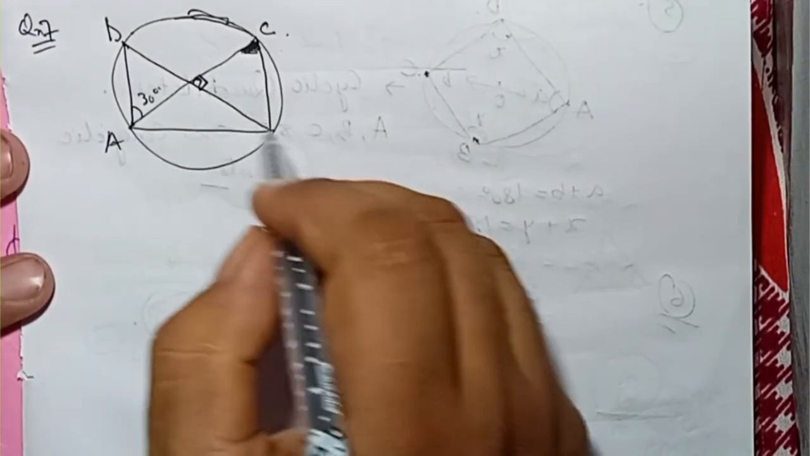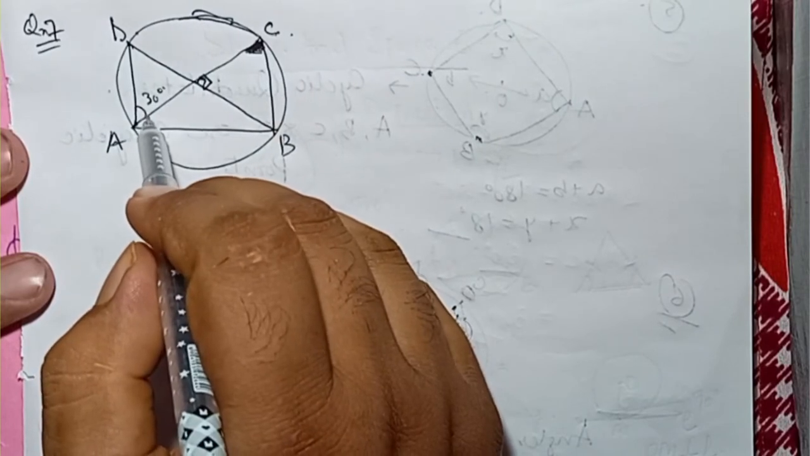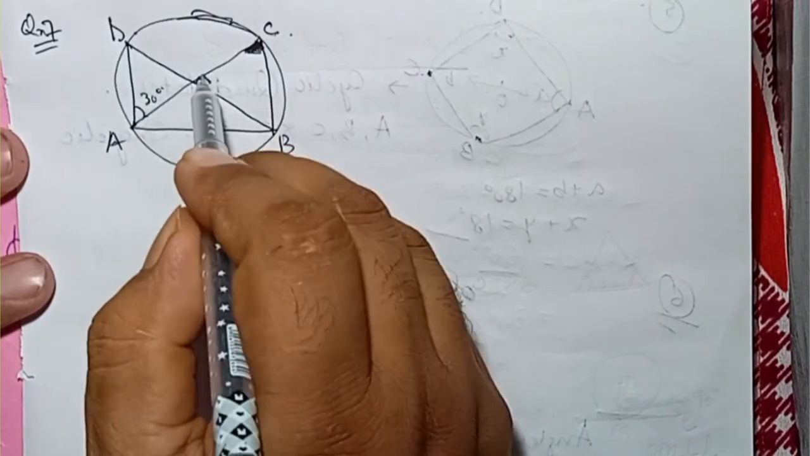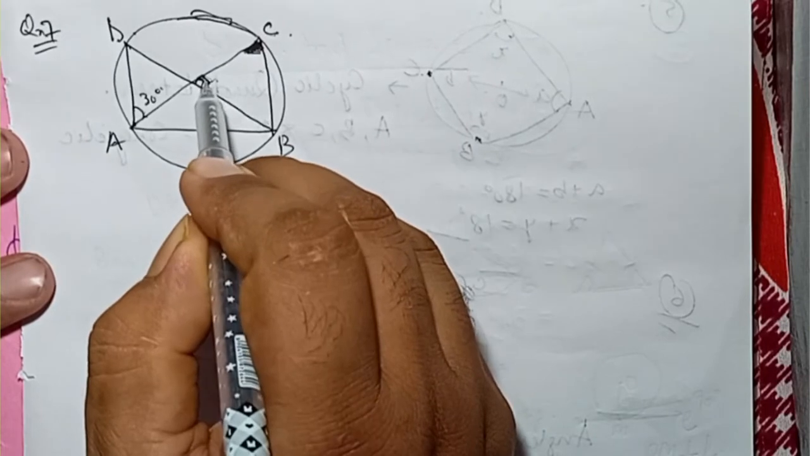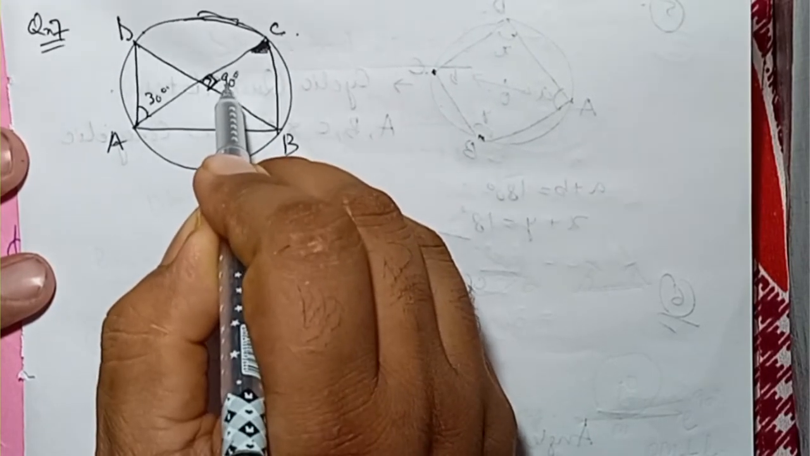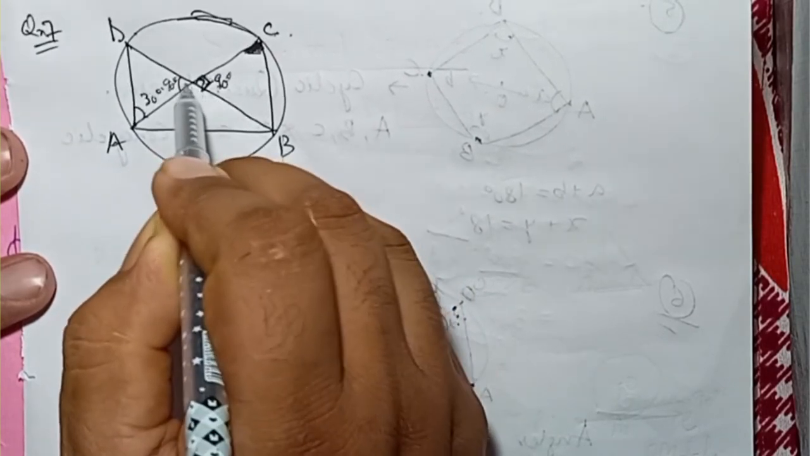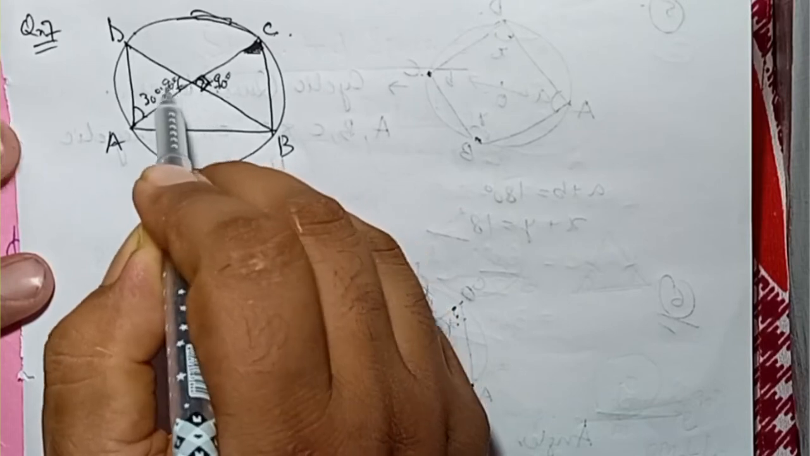You can see it is A, B, C, D. And this angle is given, it is 30 degree. This angle is given, and here is the symbol of 90 degree, so it is 90 degree. When this angle is 90 degree, this angle will also be 90 degree. Why? Because vertically opposite angles are equal.